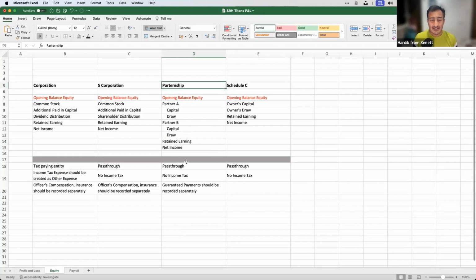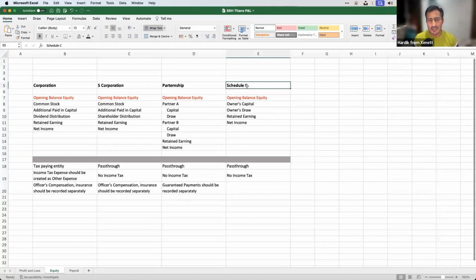Now, in case of a partnership, they don't literally call it salary, they call it guaranteed payments. Obviously it's not going to make a huge difference, but this is the terminology that they use, called guaranteed payments. And that's how we should set up the chart of accounts on the profit and loss. And okay, so these are the things that we have to keep an eye on when it is a partnership firm.